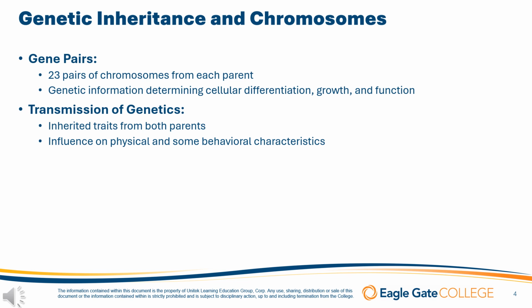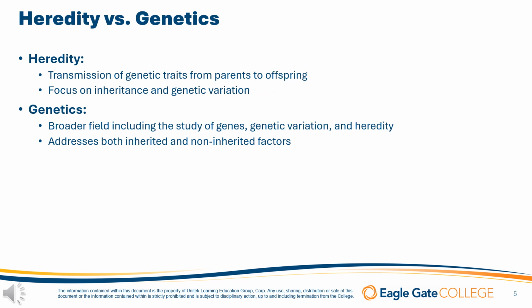So, genetic inheritance and chromosomes play a crucial role in determining how organisms develop and function. This genetic information influences a wide range of physical and behavioral traits. Heredity is the process by which genetic traits are passed from one generation to the next. It's all about the transfer of genetic material from parents to their children.